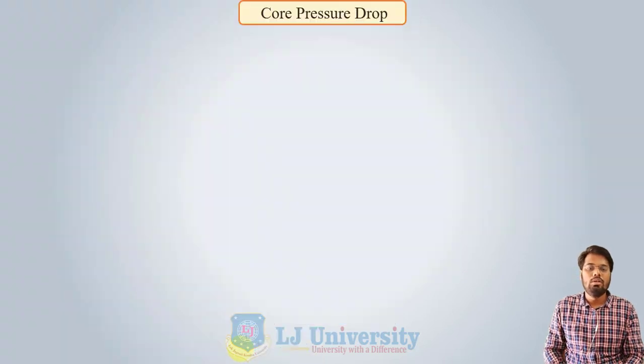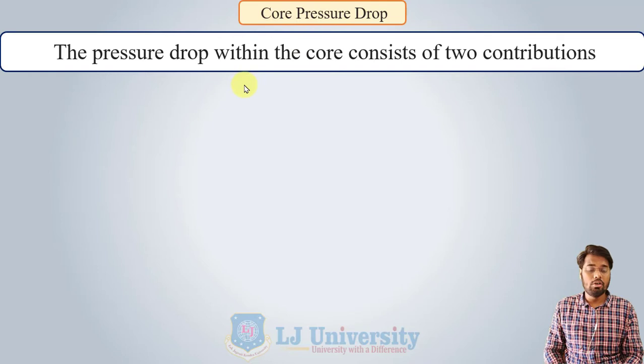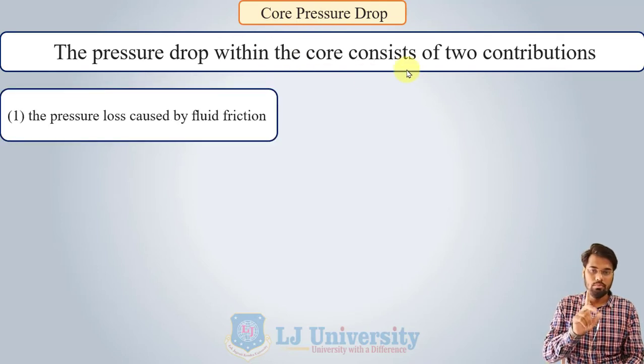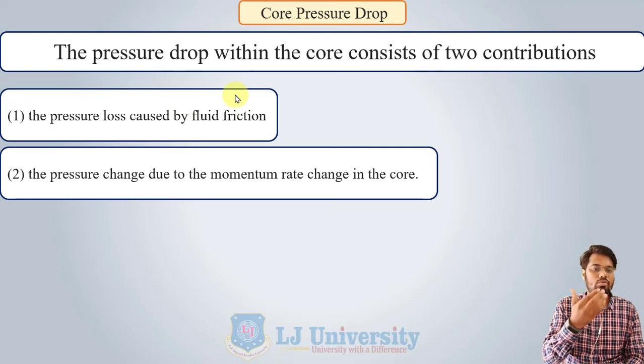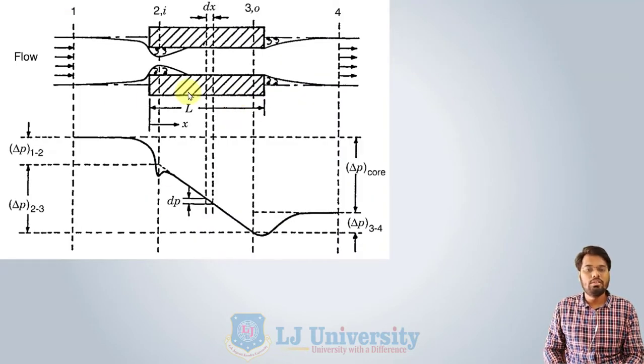Okay, so first we find out the core pressure drop, because from the total equation the main pressure drop is due to the core. So first we find out the equation for the pressure drop for the core. The pressure drop within the core consists of two contributions. First, pressure drop occurs due to the fluid friction, and second, pressure change due to the momentum rate change. So within the core there are two reasons for the pressure drop.